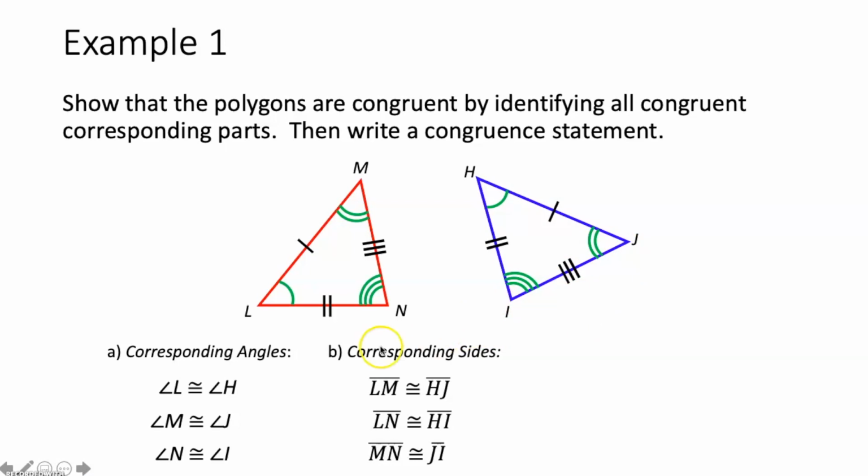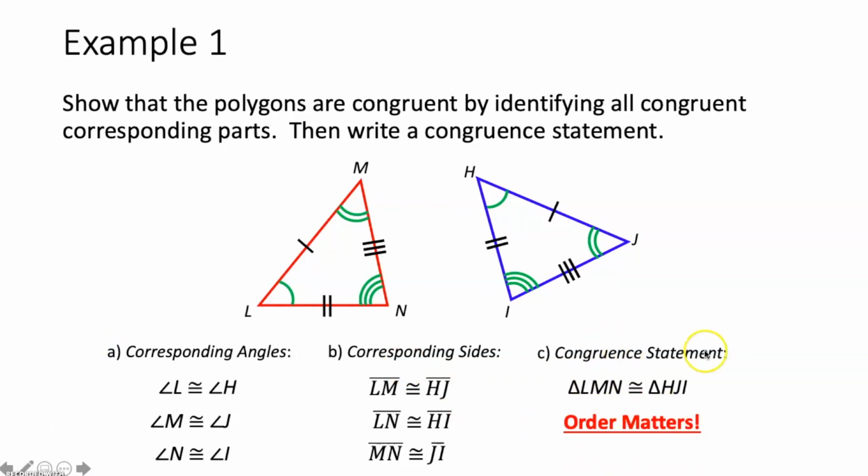Because the corresponding angles and corresponding sides of both triangles are congruent, we can then create a congruent statement. Now, there are a couple different ways you could write this, but remember the order matters. I'm going to go in numerical order based on the number of arc marks for each vertex. So here, I'm going to go triangle LMN is congruent to triangle HJI. And we know this because all the corresponding angles and corresponding sides are congruent. Again, for our congruent statement, order matters.